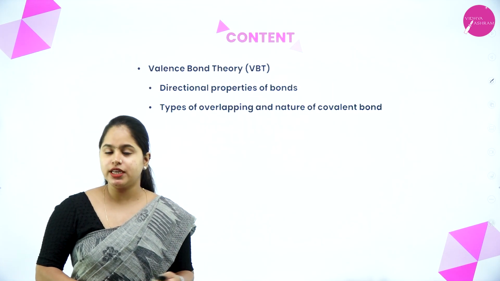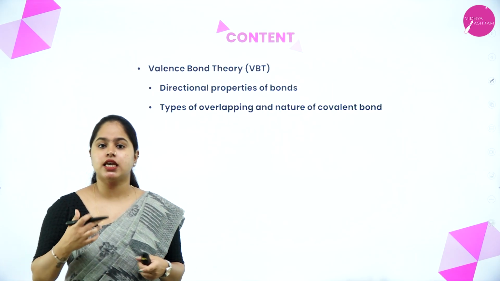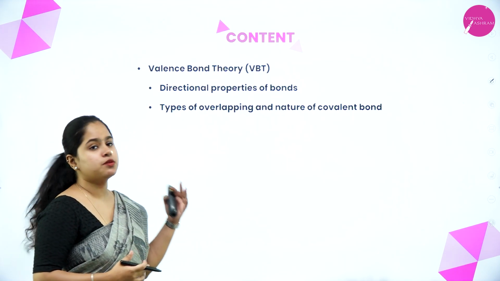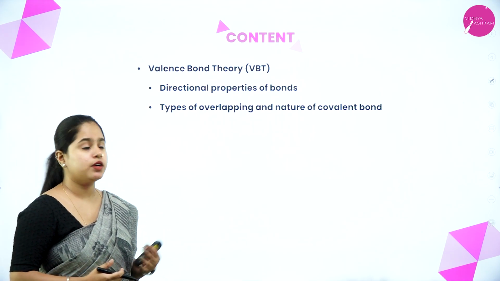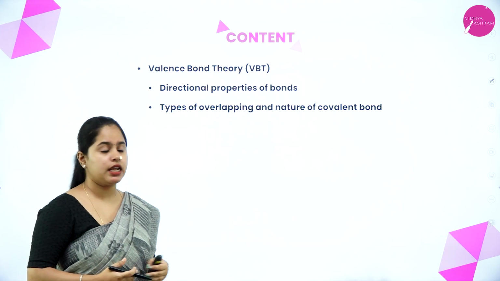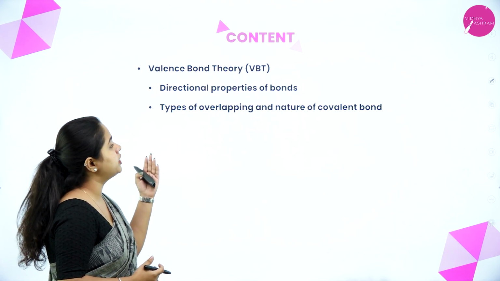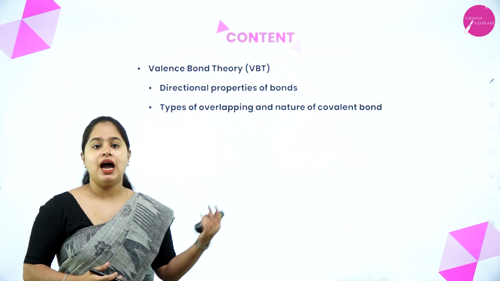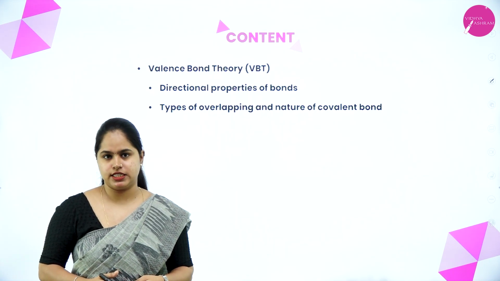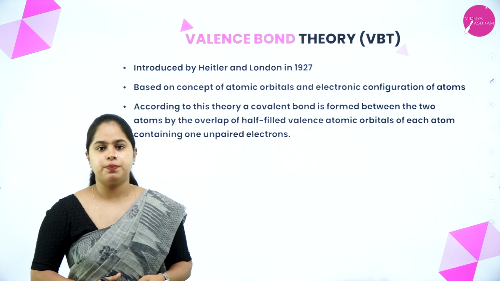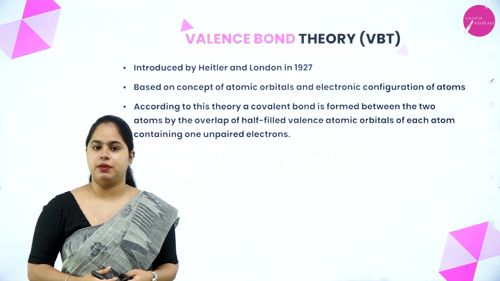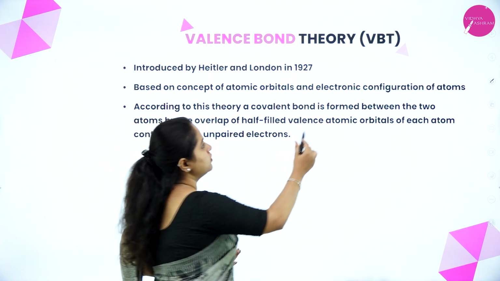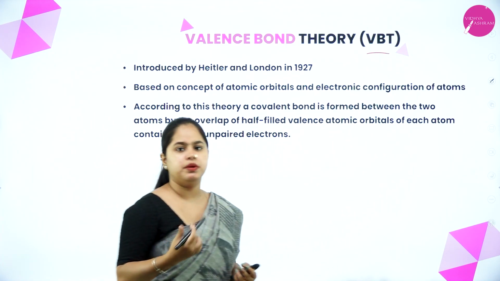Right? So, in today's session, we will be discussing the next approach to chemical bonding, that is valence bond theory. We are going to discuss valence bond theory, in which we will be studying the directional properties of the bonds, the types of overlapping and the nature of covalent bond in this session. So, we are beginning with the next approach to chemical bonding, that is valence bond theory, or in short form, you can also write it as VBT.